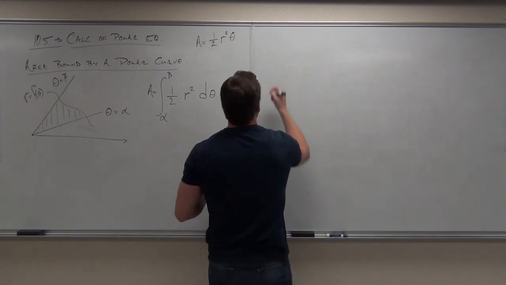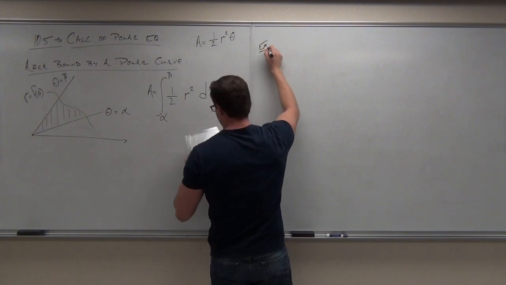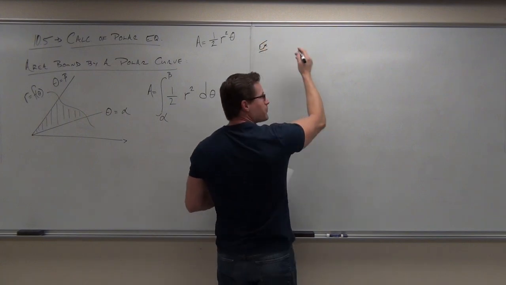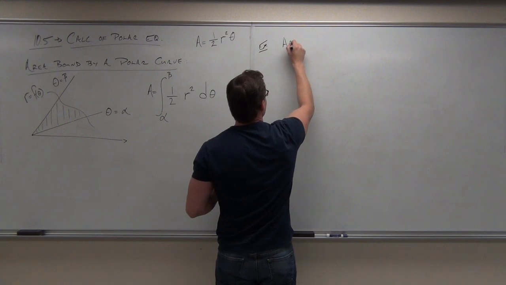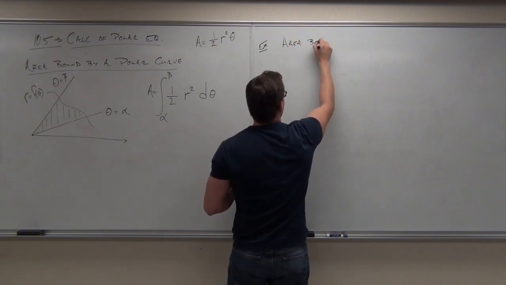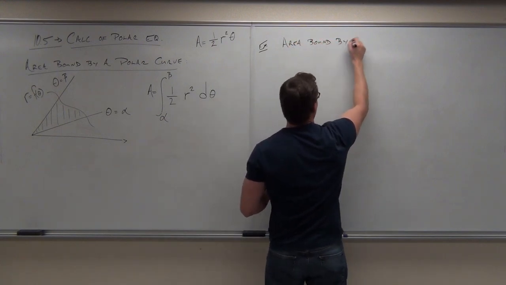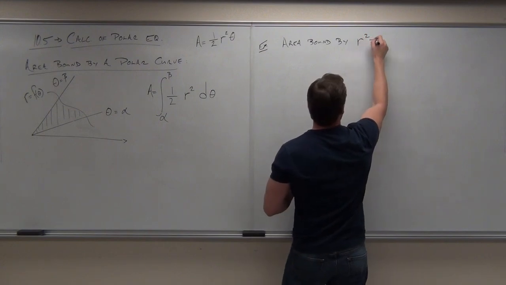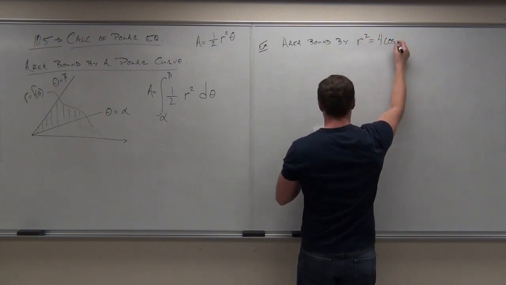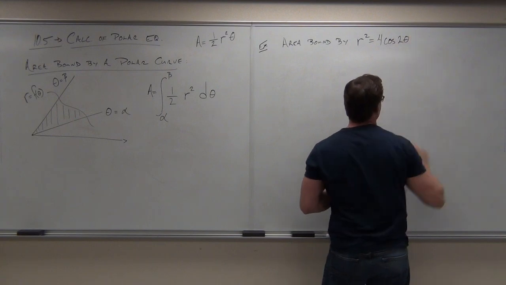It's better to know where the formulas came from than to not know. So I want to find the area bound by r squared equals 4 cosine 2 theta.